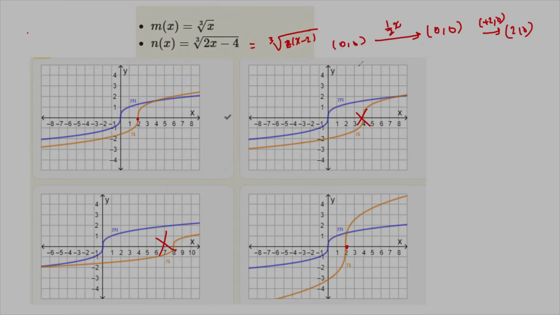Let's take one more point. The 1, comma 1 is in the parent function. Horizontally shrink it by 1/2, that means the x coordinate will be multiplied by 1/2. So 1/2, comma 1, no changes in the y. Then I have to move it 2 to the right. So 1/2 plus 2 is 2.5, which is 5/2. And y will remain unchanged. So 1, comma 1 will become 2.5, comma 1. If you check this one, it's not 2.5, comma 1. So it's not this. So it's this one.